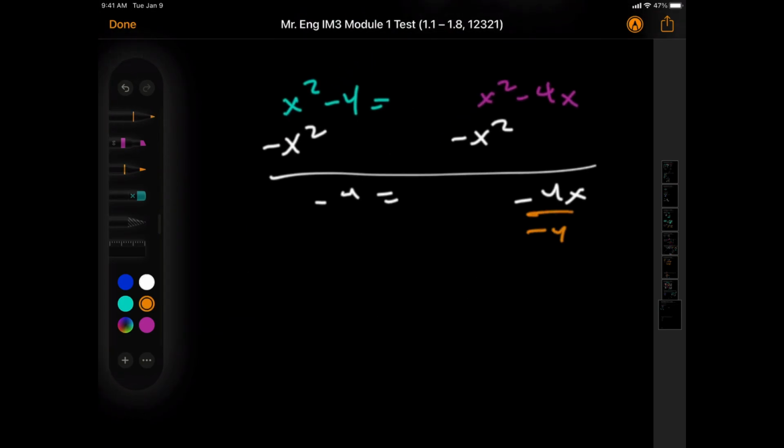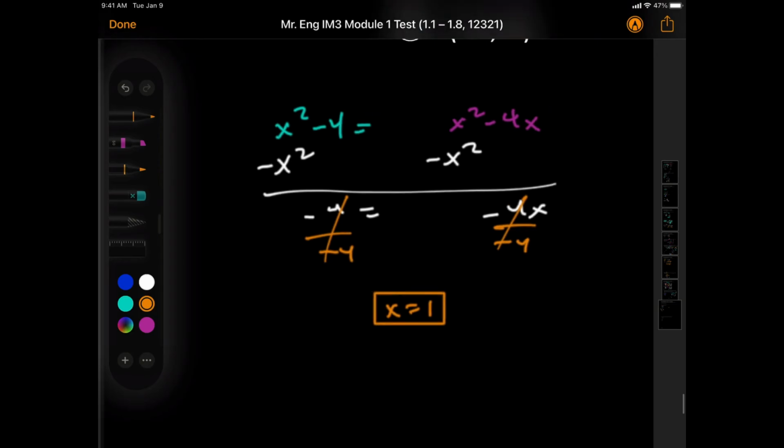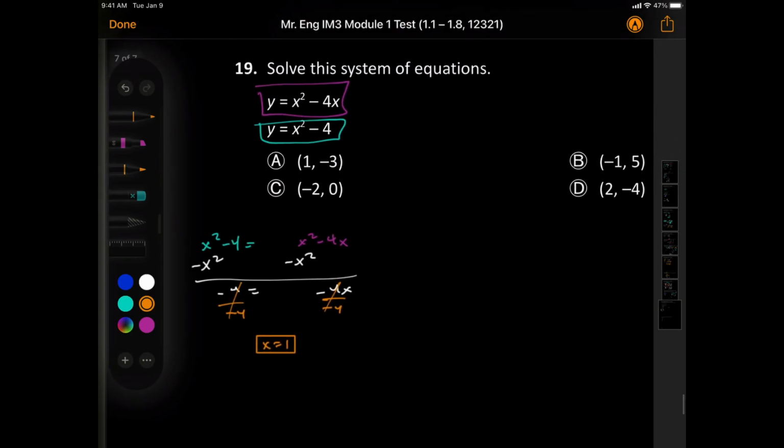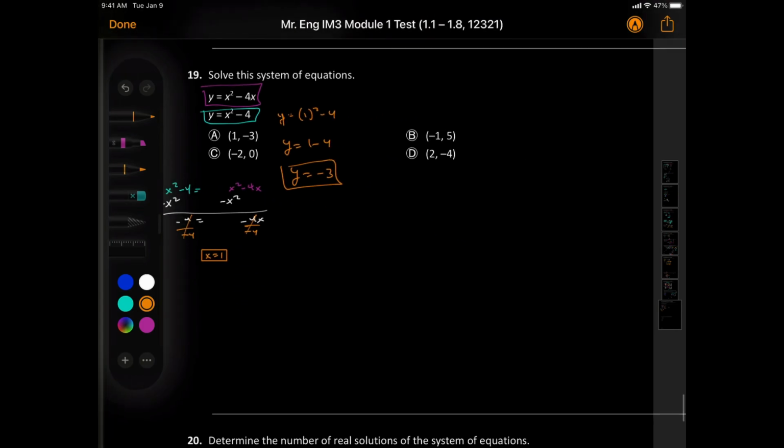And divided by -4, we're going to get x equals +1. Remember, you cross it off, it's a 1. Okay, you can take that 1 and put it into any equation you want. I'm going to put it into the second one here. I think my pen is dying. Okay, so this is the intersection: (1, -3). (1, -3).